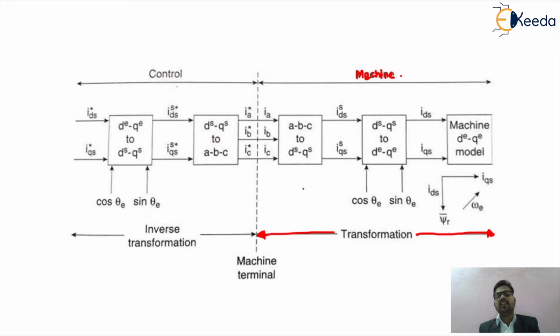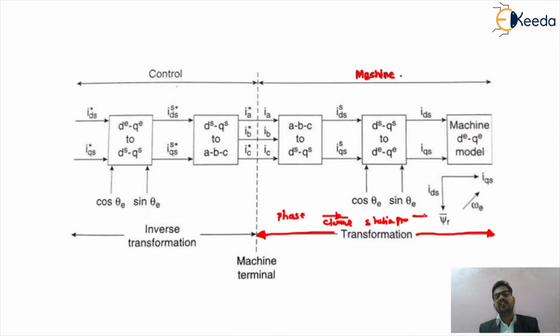As we have seen, this is the transformation, that I can write for your sake, a phase transformation, or we call it the Clark transformation. So Clark transformation. We are getting the stationary frame.